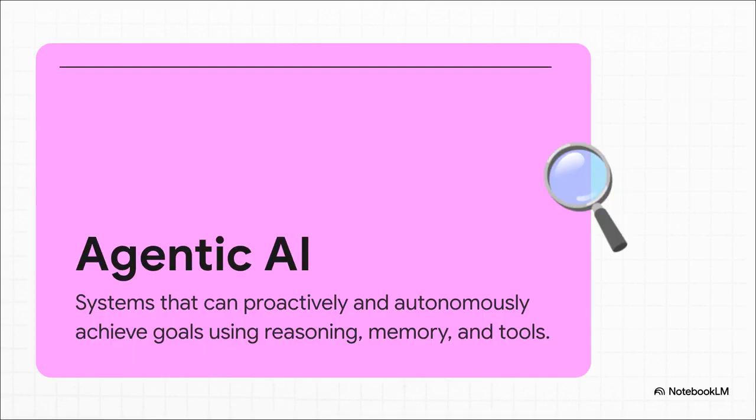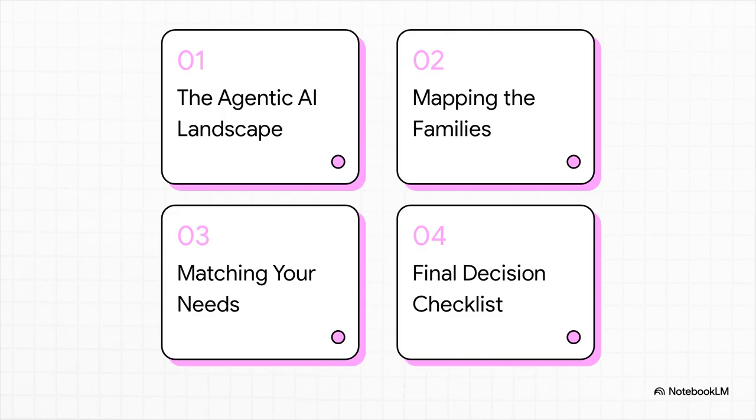Now, before we go any further, let's just make sure we're on the same page. What is Agentic AI? Well, in simple terms, we're talking about AI that doesn't just wait for you to tell it what to do. It acts. It can reason through a problem, it remembers what happened before, and it can use tools to get things done, all by itself. All right, here's our game plan. First, we're going to map out the whole landscape by sorting these frameworks into 4 clear families. Next, we'll figure out how to match your specific project to the right family. And then we'll wrap up with a final checklist to make sure you're ready to commit.